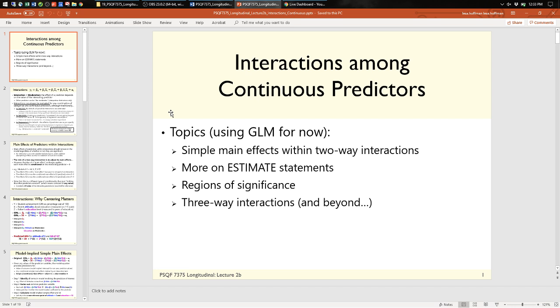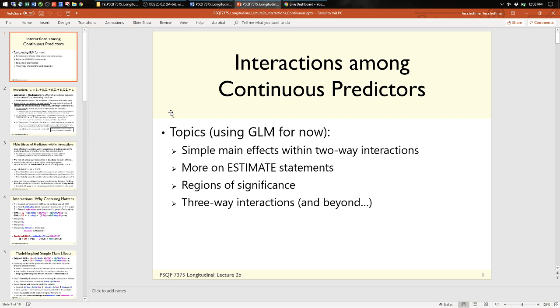The idea that's coming is that we're going to start adding time-invariant predictors into our longitudinal models. And what you're quickly going to find is that when we do that, almost every fixed effect that we'll have to interpret is going to be an interaction of some kind.